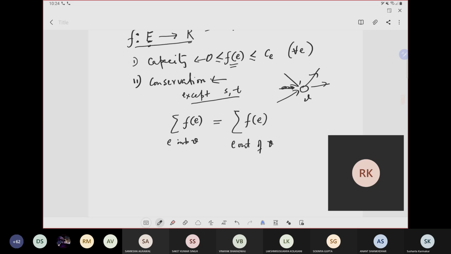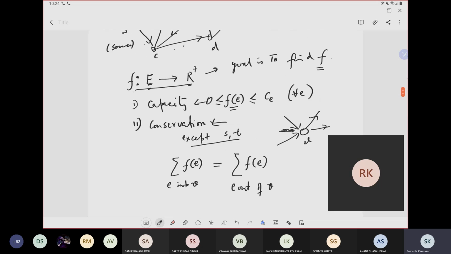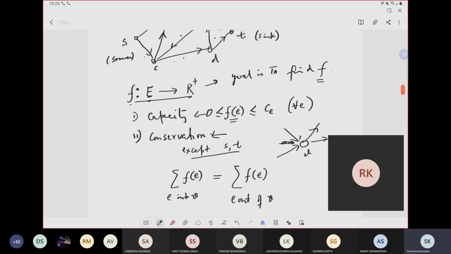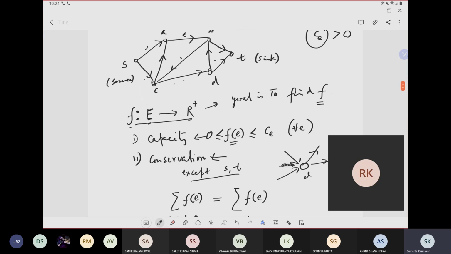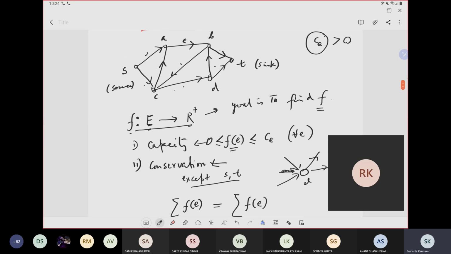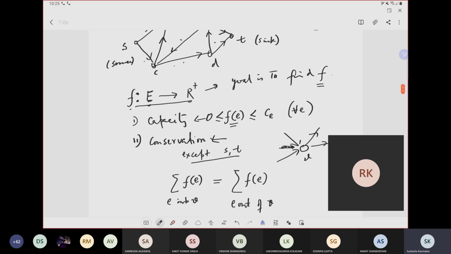Now my job is to find a function f that satisfies these two conditions. If I assign every edge 0, then conservation is also satisfied, because 0 is going in and 0 is going out; everything is 0, so 0 equals 0. So this is satisfied.